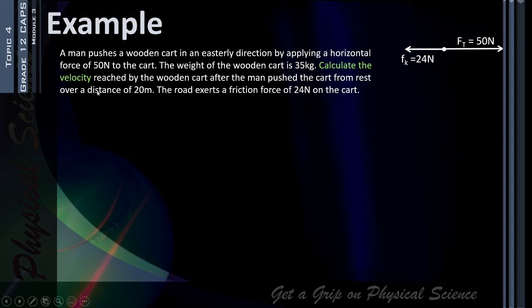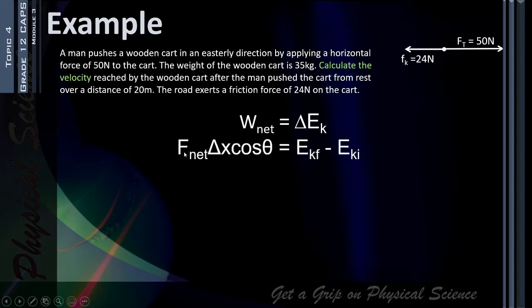When they ask you to calculate the velocity, you have to think about kinetic energy. And the work energy theorem states that the net work done onto this cart will be equal to the change in kinetic energy of this cart. Now we can calculate the net work by using the net force and multiply that by the displacement of the cart multiplied by the cos of the angle between the net force and the displacement. And that will be equal to the change in kinetic energy. So it's the final kinetic energy minus the initial kinetic energy.